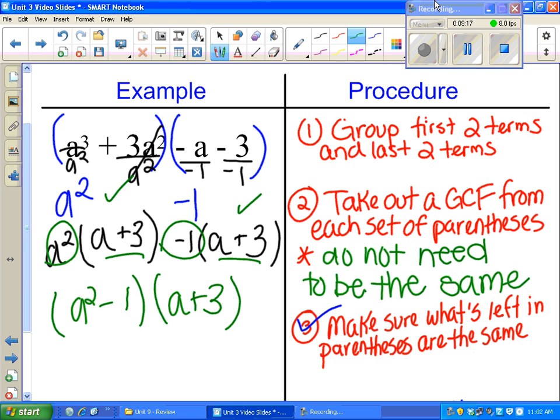And I'm seeing in my first set, a squared minus 1 is the difference of two perfect squares. So I'm going to take that one step further and do a plus 1, a minus 1, and then continue to bring down the a plus 3.